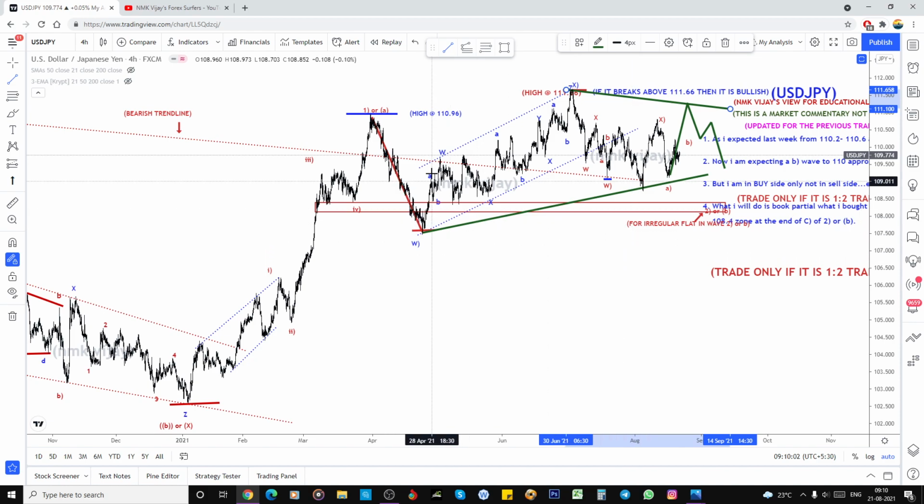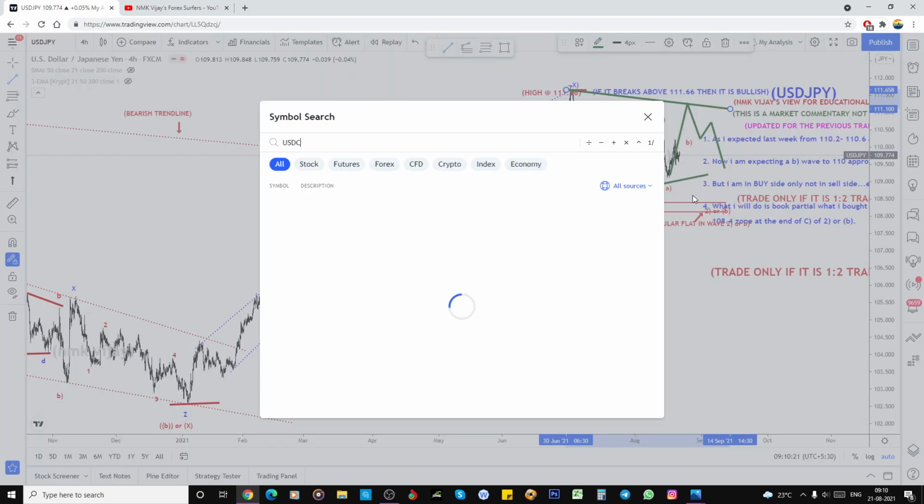Okay, so this could be a triangle in the B wave and it can shoot. Otherwise, it could be a regular flat formation or irregular flat formation. We just have to watch this wave formation and then only act. But I'm on the buy side only. So let's move on to next, USD CHF.